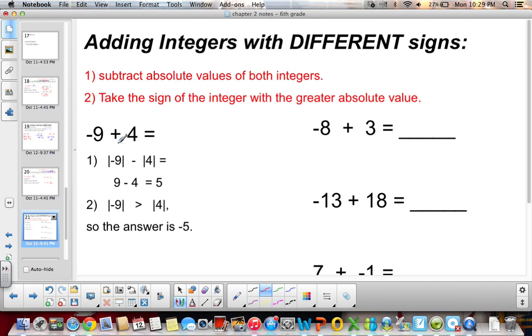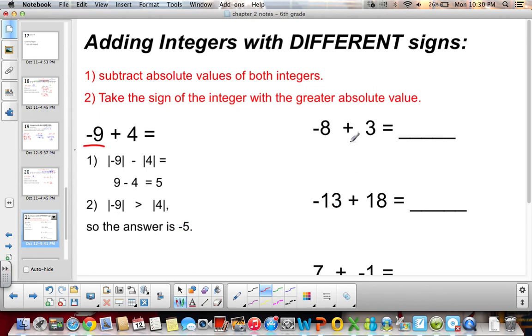So if we have negative 9 and 4, if we take the absolute value of negative 9 and the absolute value of 4 and we subtract them, we have absolute value of negative 9 minus absolute value of 4. So 9 minus 4 equals 5. Now we take the sign of the integer with the greater absolute value. So this one, okay, we go back to our original equation. Negative 9 has a greater absolute value, so that means we're going to take that sign, which is negative, and make it negative. Okay, this one is a little bit trickier.